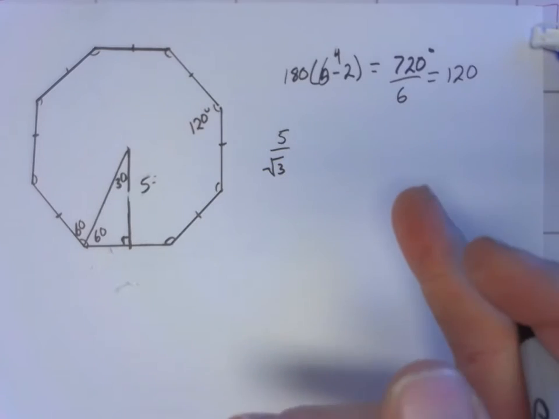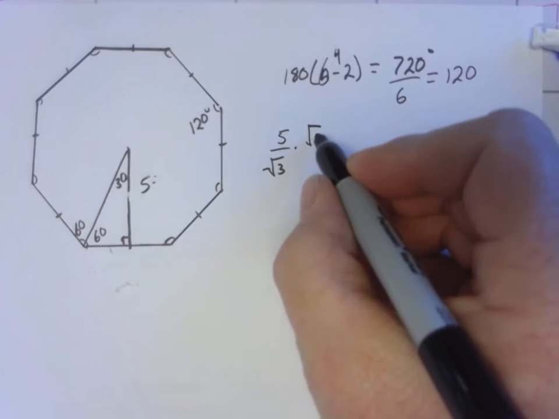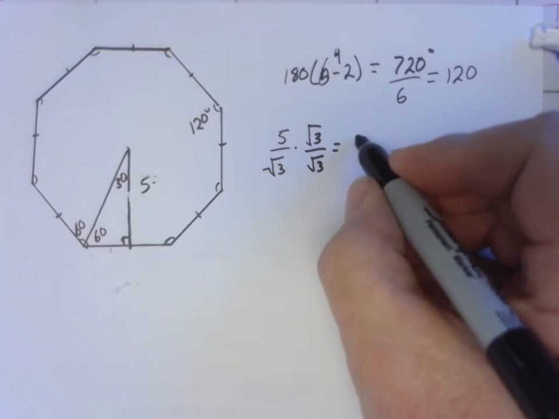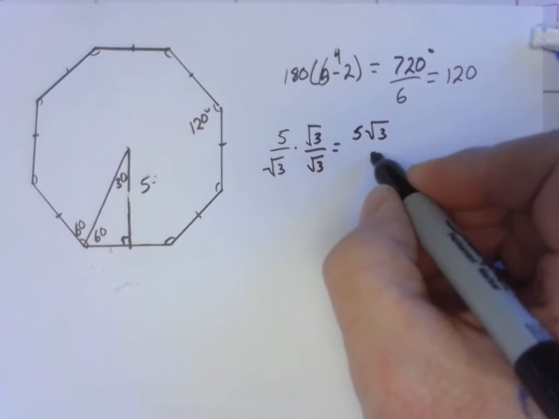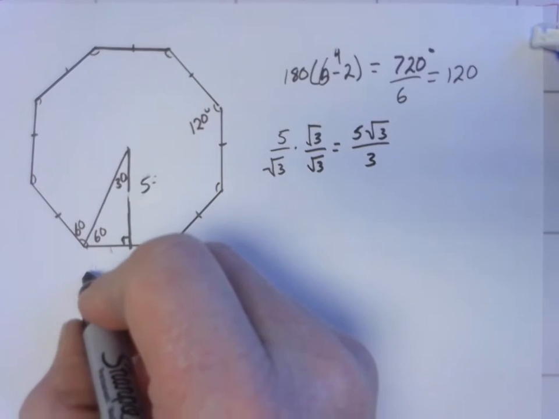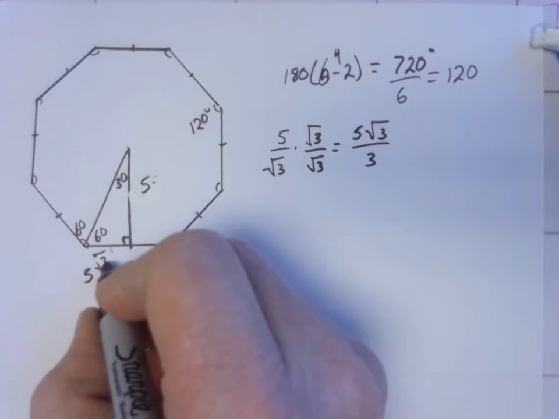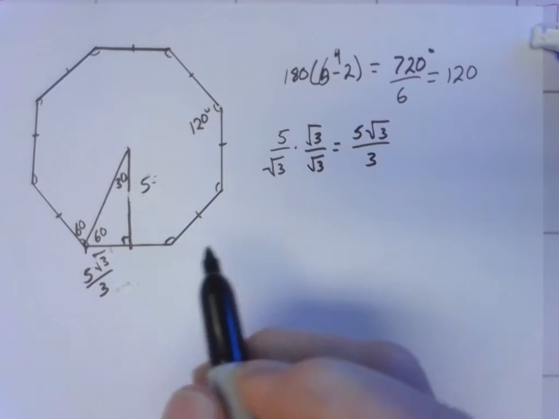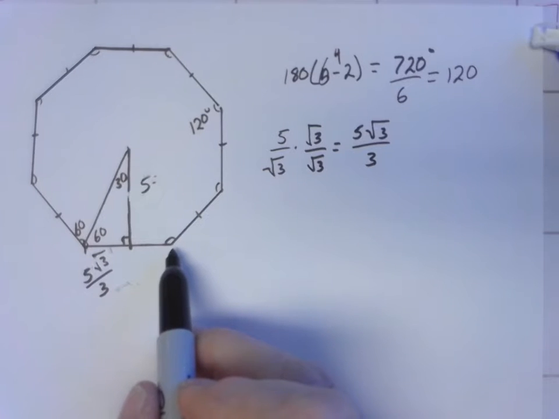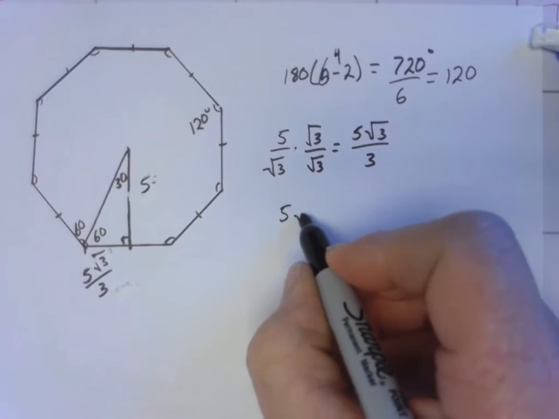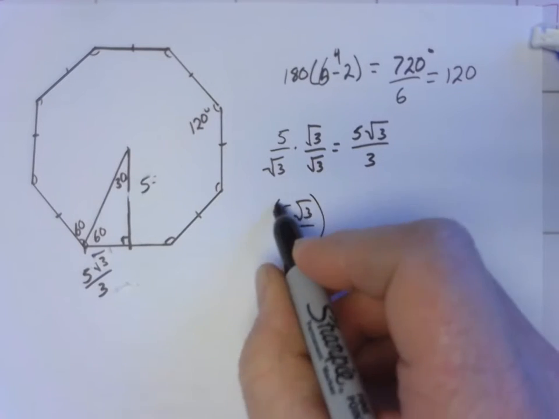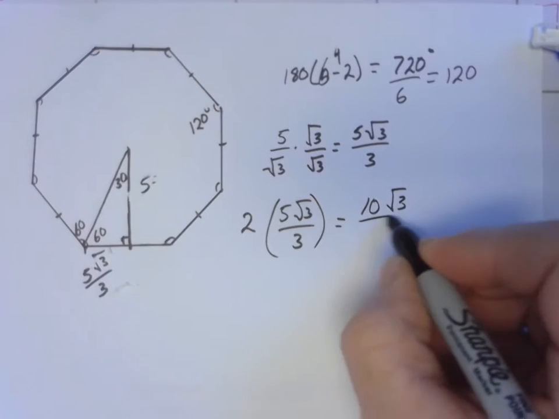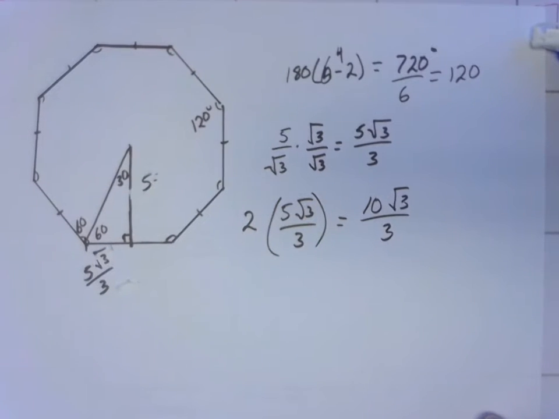Now remember, that's not simplified. We need to get rid of the radical in the denominator, so we're going to multiply by radical 3 over radical 3, and we end up with 5 radical 3 over 3. So 5 radical 3 over 3 for the length right here. Now we need to know the length of that entire side, so if we take 5 radical 3 over 3 and double that, times 2, we simply end up with 10 radical 3 over 3. Nothing reduces or anything like that.